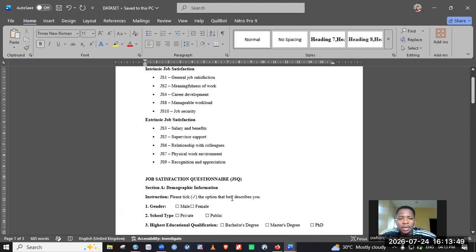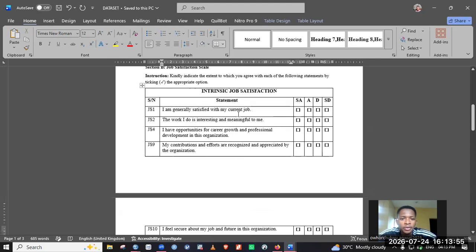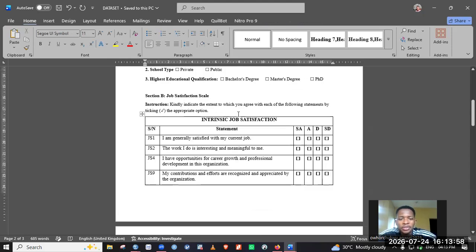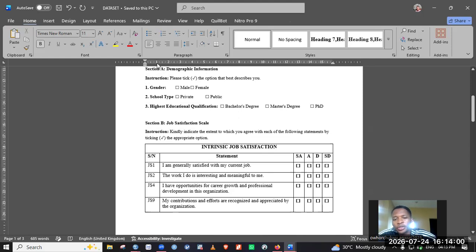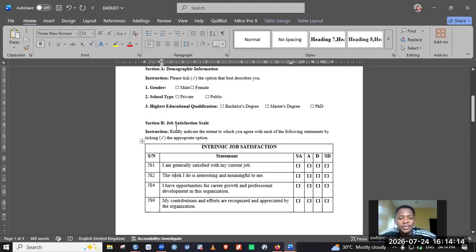I've talked about coding before. So it's important that you provide a value for all the responses you are going to get, both from section A and from section B. All right, section A is asking 3 questions. What is their gender, what is their school type, and what is their highest qualification? But section B is asking the actual question on job satisfaction.